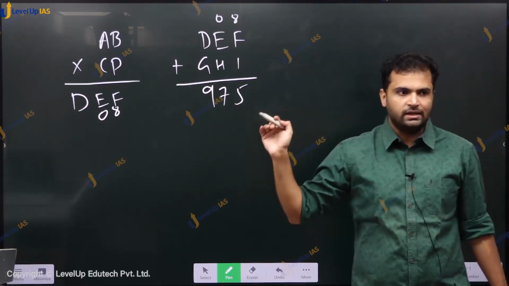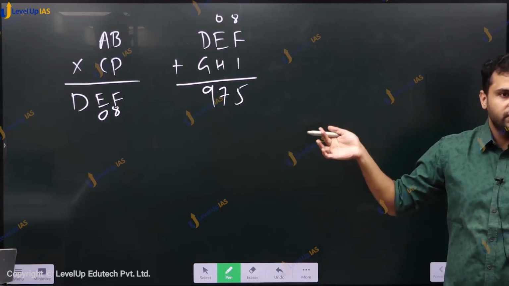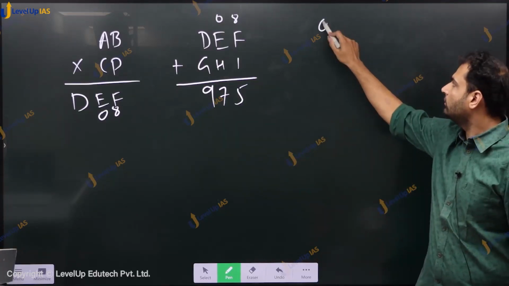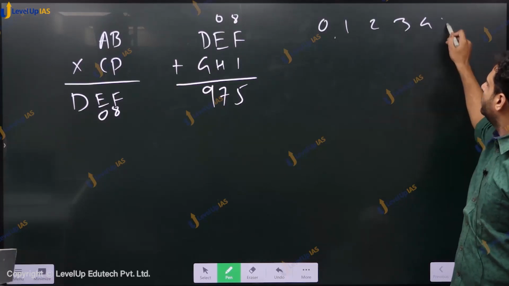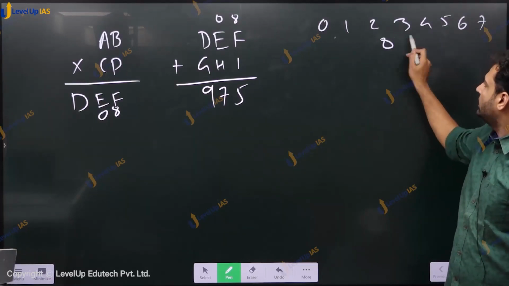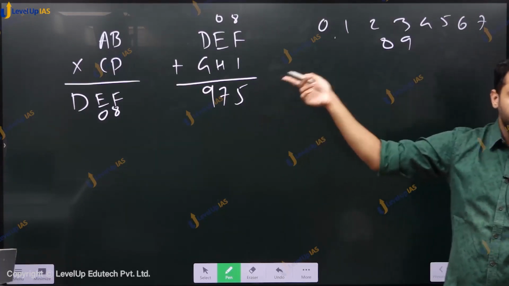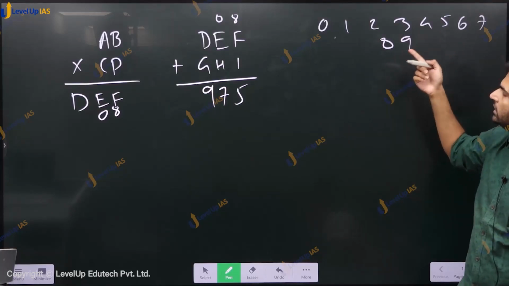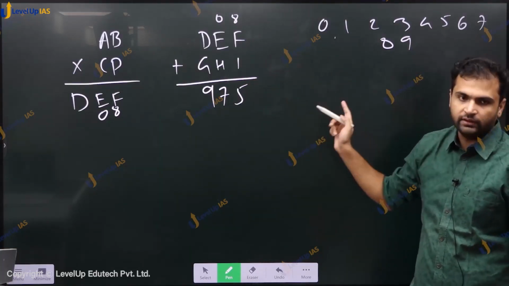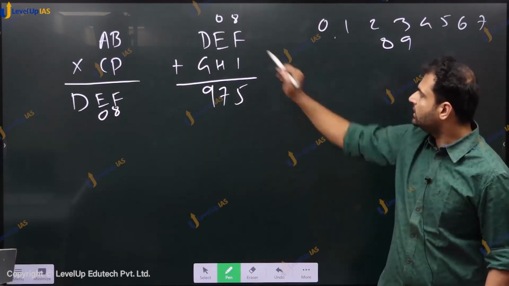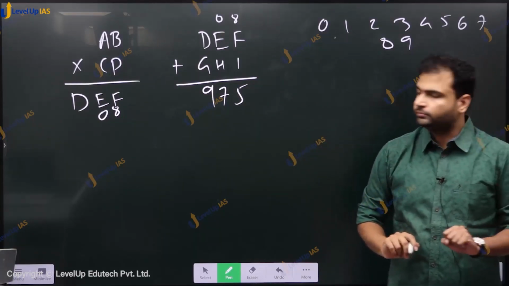And what are these? These are single digits. A, B, C, D, E, F, G, H, I. These are out of 0, 1, 2, 3, 4, 5, 6, 7, 8 or 9. These are from these 10 digits and they are different. That is given. Now just see possibilities.